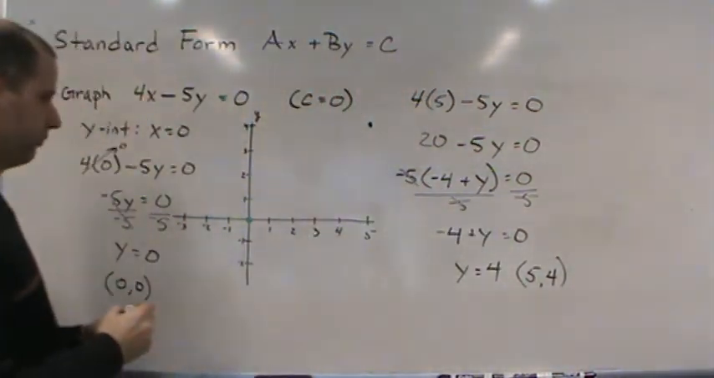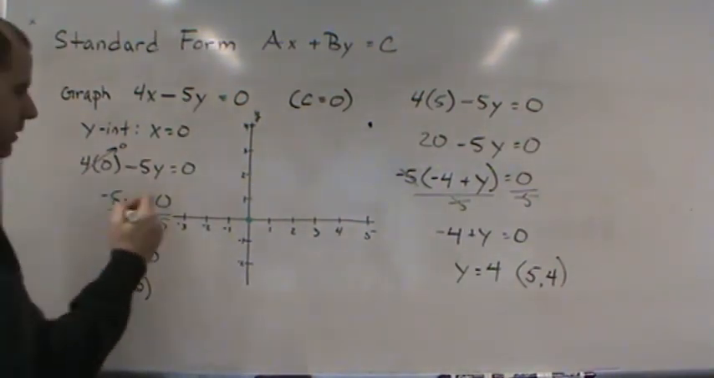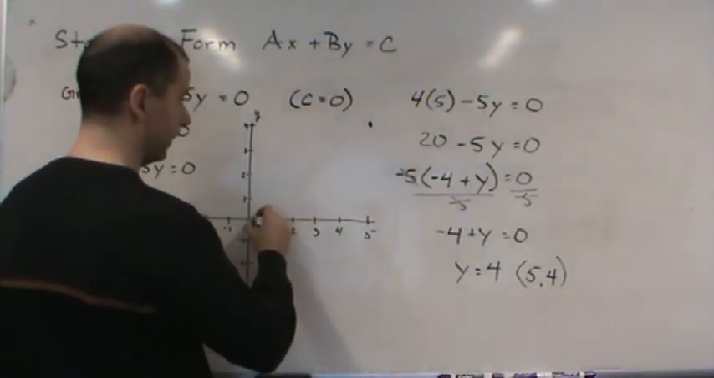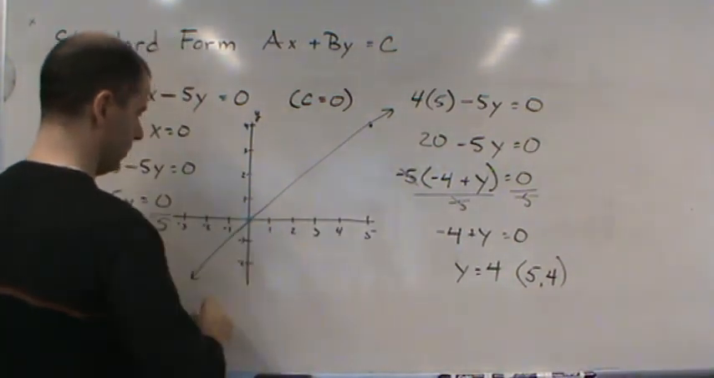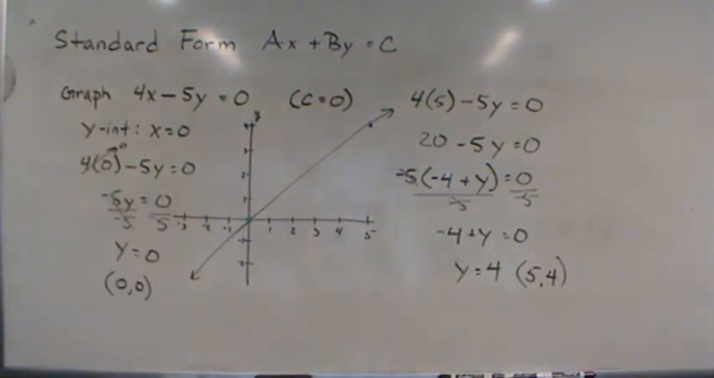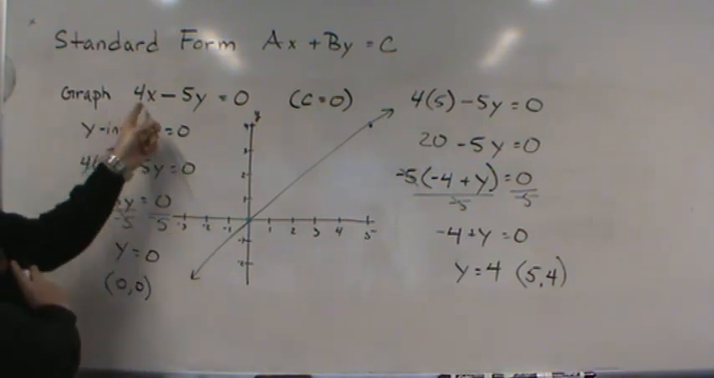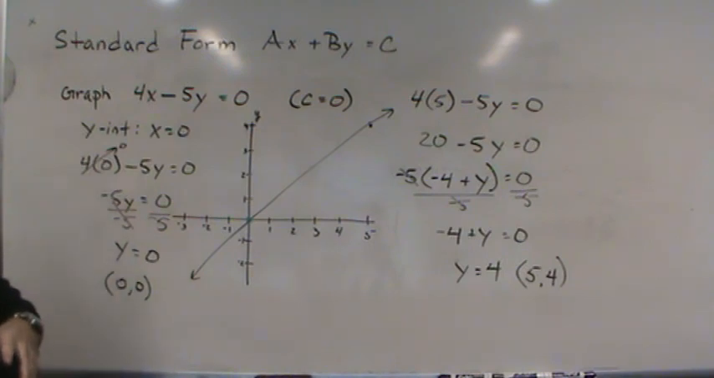So if we go 5, 4, my other point is going to be right about here. And now what I'm going to do is connect the dots. And there we have it. And that's how you graph a line that's in standard form. That's it.